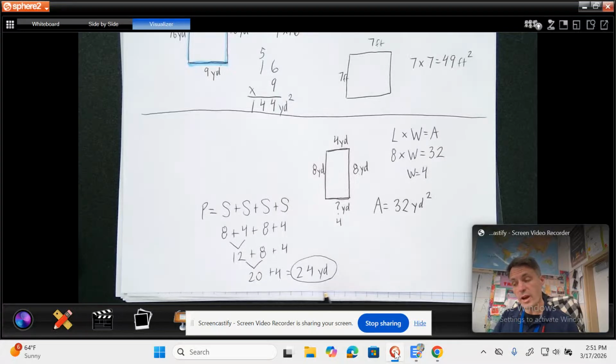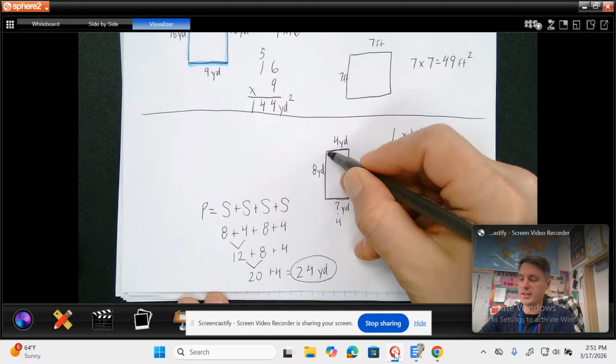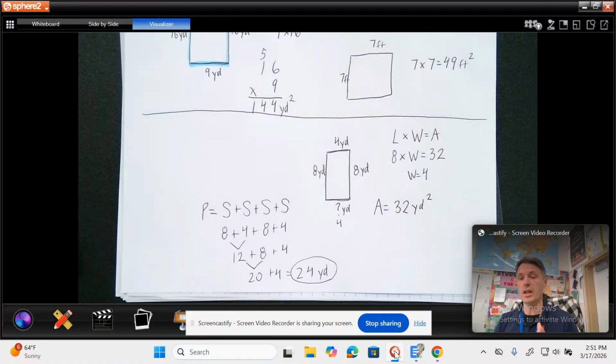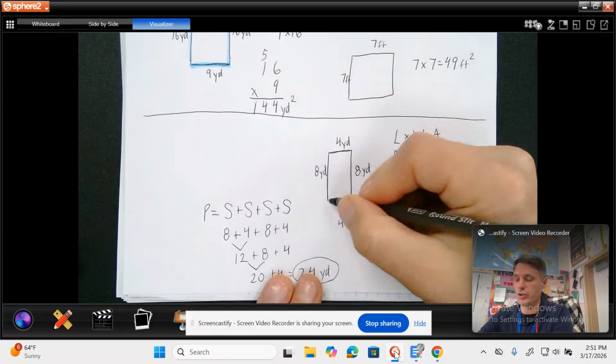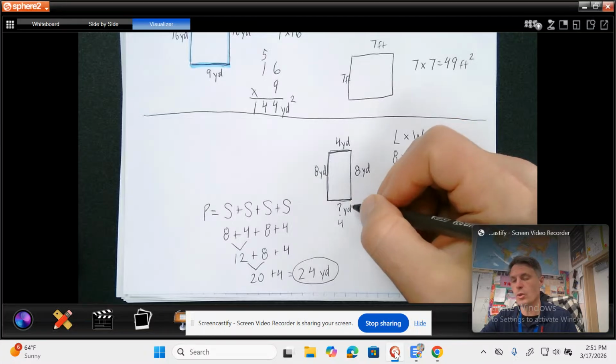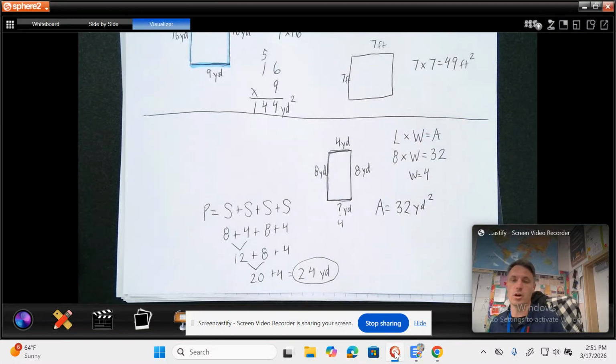We don't write squared for this answer because this is a perimeter answer, and perimeter is actually a length answer, not an area answer, because it's the total distance around. So it's actually just the total distance around in a line. It's linear, that means it's just a straight line measure, because if you were to walk around this entire rectangle, how far would you walk? You would walk 24 yards.